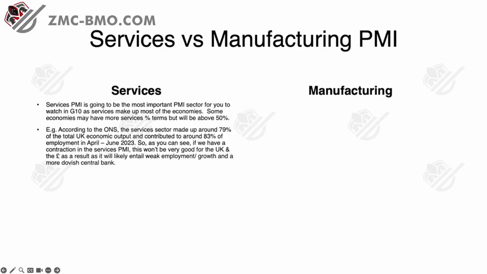So here's an example, actually. According to the ONS, the Office for National Statistics, the services sector made up around 79% of the total UK economic output and contributed to around 83% of employment in April to June 2023. So as you can see, if we have a contraction in the services PMIs, this won't be very good for the UK and the pound as a result, as it will likely entail weak employment and growth and a more dovish central bank. So again, it all works with each other.